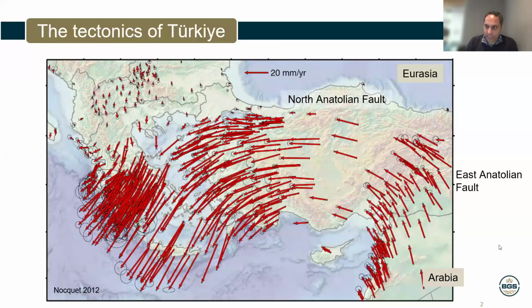So to start with, earthquakes, and I'll demonstrate some of these themes. I'll go in and out of Turkey and the world, but Turkey is a country I know quite well, and I've done a lot of work there.